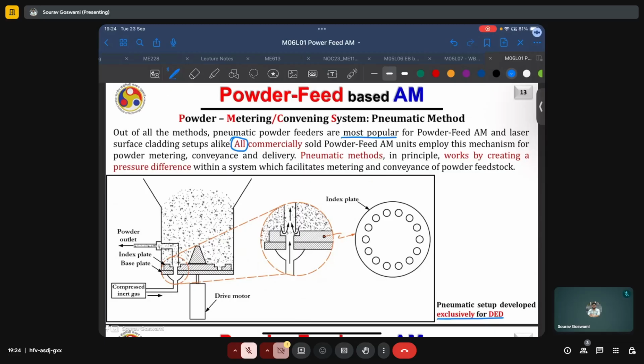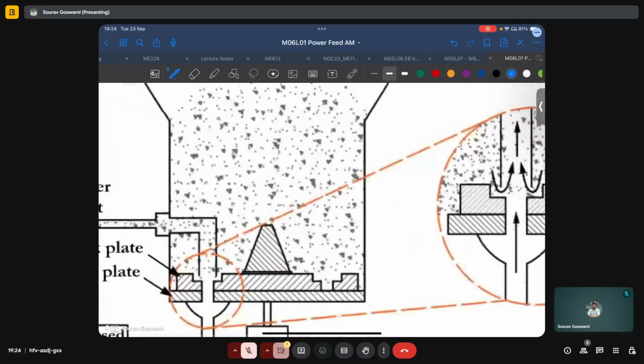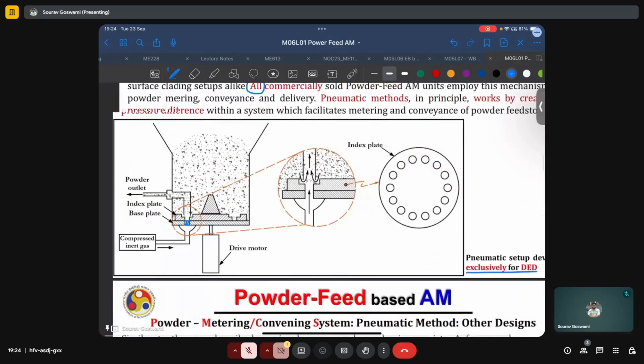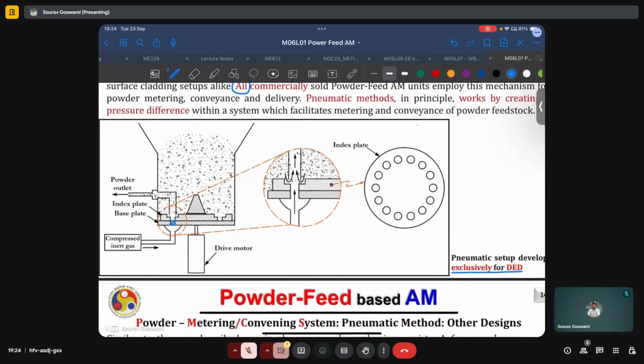We have a base plate which has one hole, which I am currently hatching in blue, and on top of it we have this index plate which has many holes. The index plate rotates at some fixed angular velocity, and depending on the angular velocity, one of these holes of the index plate will align with the hole in the base plate.